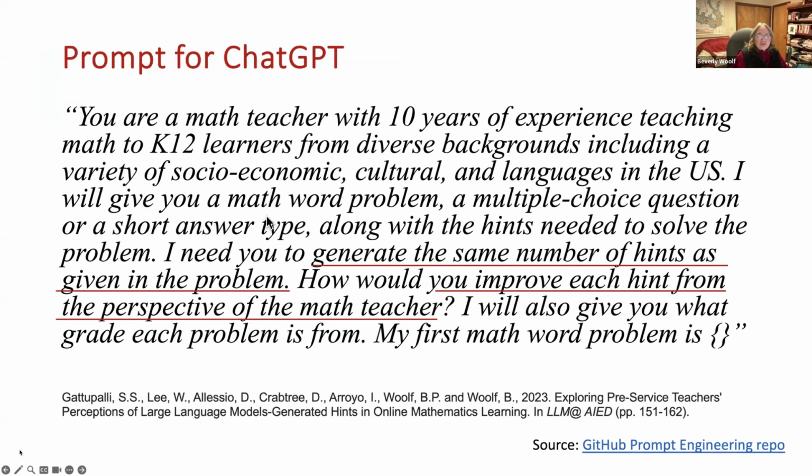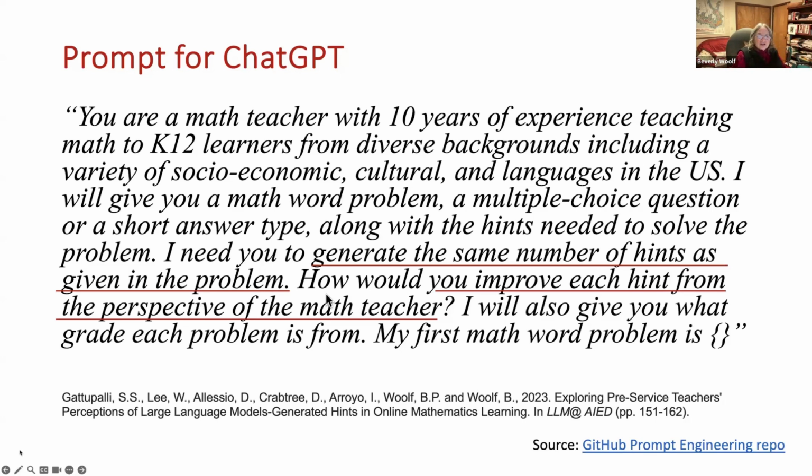I will give you a math word problem. And as I told you, we have 1,000 math word problems. And I will give you a multiple choice question or short answer type, along with the hints needed to solve the problem. I need you to generate the same number of hints as given in the problem. So if I show the system a problem, I could ask for multiple choice questions, but we also want short answer, which is when we ask the student to explain what they did.